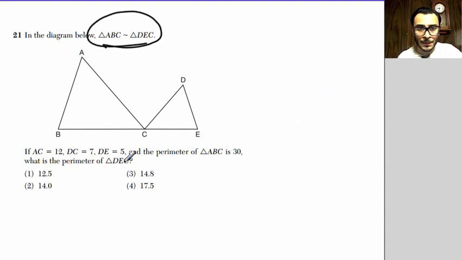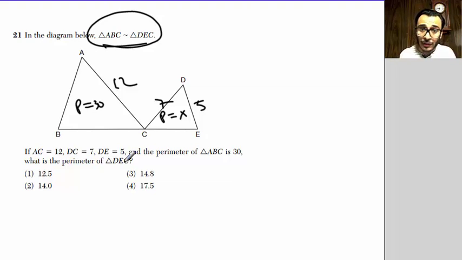All right, we got similar triangles. We are told that here. It says AC is 12, DC is 7, and DE is 5. The perimeter of ABC is 30, so I'm going to write P equals 30. Solve for the perimeter of triangle DEC.